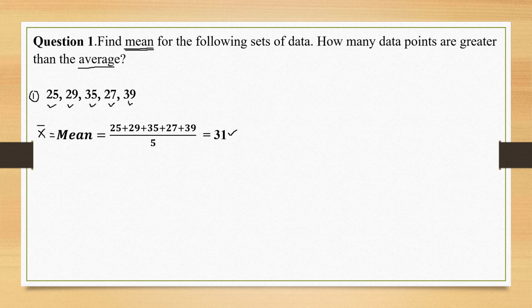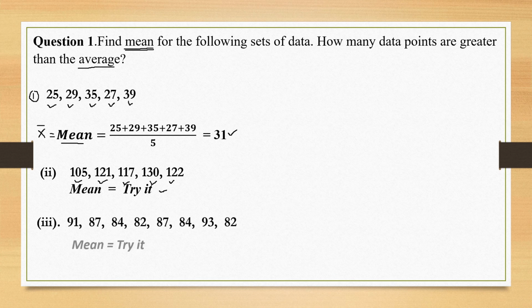Okay dear student, now look at the second question. Here in this question, how many numbers we have? 1 2 3 4 5 numbers. Okay, to find out the arithmetic mean, or simply mean, we will add all the numbers and then divide by 5. Okay, so now this question is for your homework, you need to solve it.